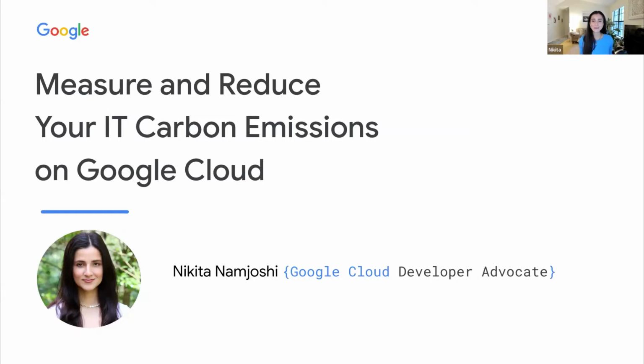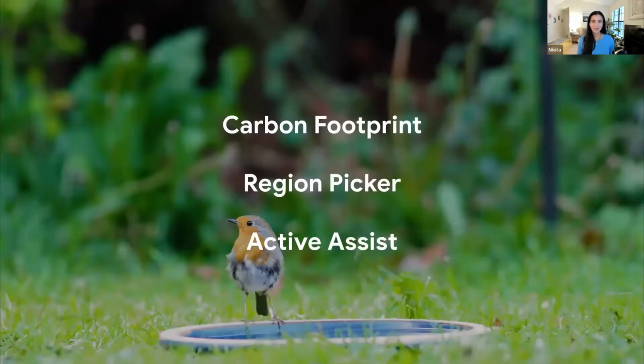And today I'm really excited to show you how you can measure, report, and reduce your carbon emissions from IT operations if you're using Google Cloud. Specifically, we're going to look at three tools in the Google Cloud Console. There's Carbon Footprint, Region Picker, and Active Assist.